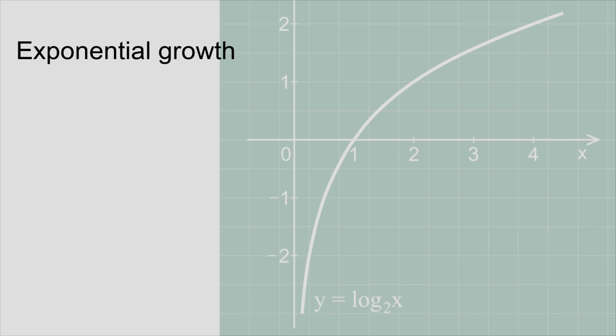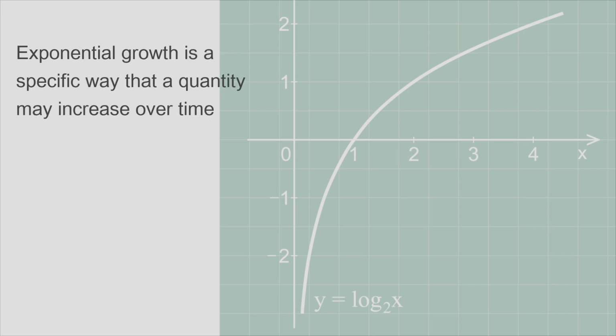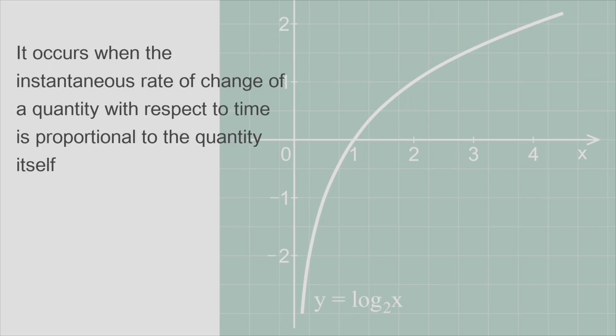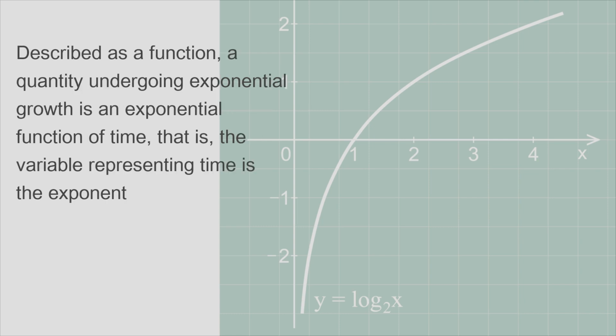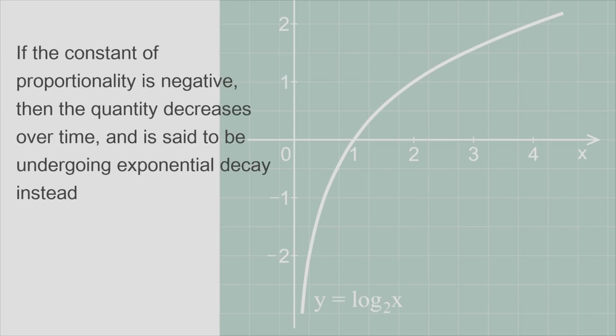Exponential growth. Exponential growth is a specific way that a quantity may increase over time. It occurs when the instantaneous rate of change of a quantity with respect to time is proportional to the quantity itself. Described as a function, a quantity undergoing exponential growth is an exponential function of time, that is, the variable representing time is the exponent. If the constant of proportionality is negative, then the quantity decreases over time and is said to be undergoing exponential decay instead.